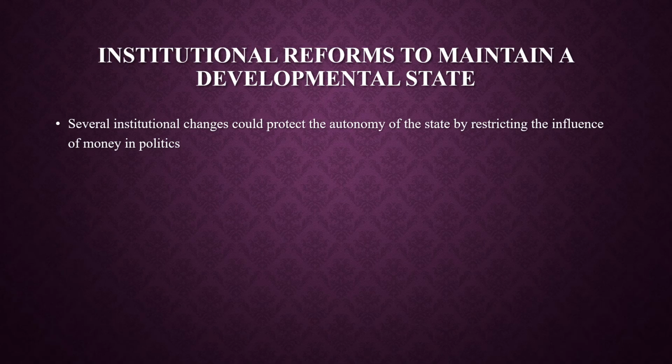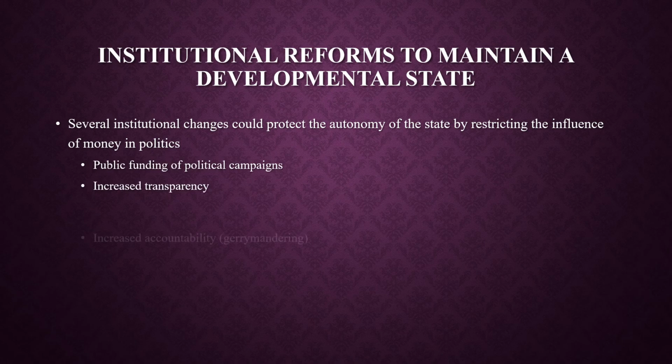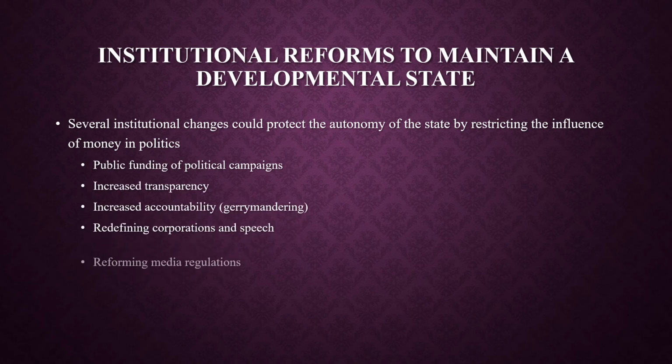So if rent seeking is essentially the issue, what it really is showing us is just the problem of money and politics. So there are some institutional changes that could be done to protect the autonomy of the state by essentially trying to restrict the influence of money in politics. And you hear about a lot of these. We talk about possibly the public paying for political campaigns, so that then politicians don't have to get contributions from other interests. And then presumably once you get contributions, you might owe them things. So that's a possibility.